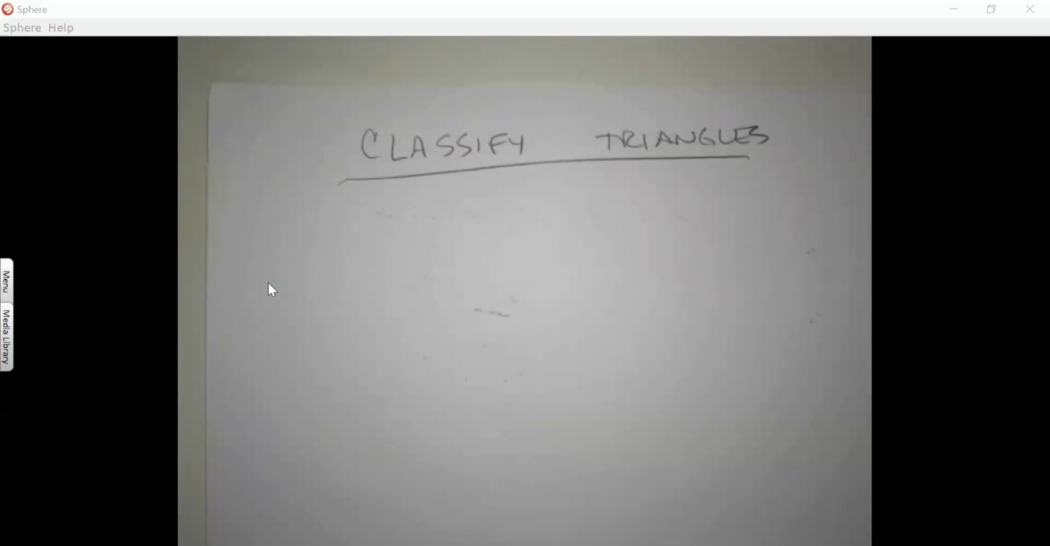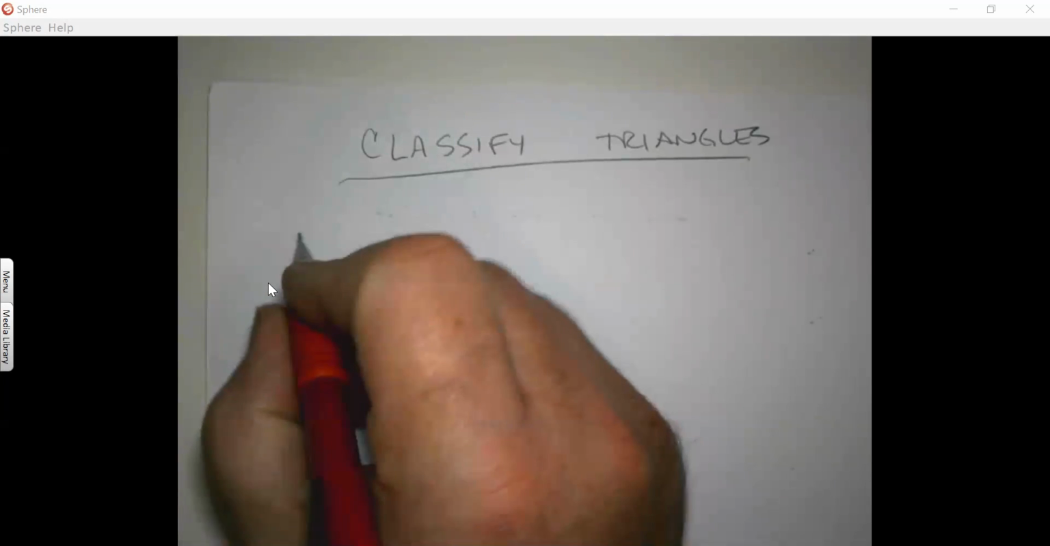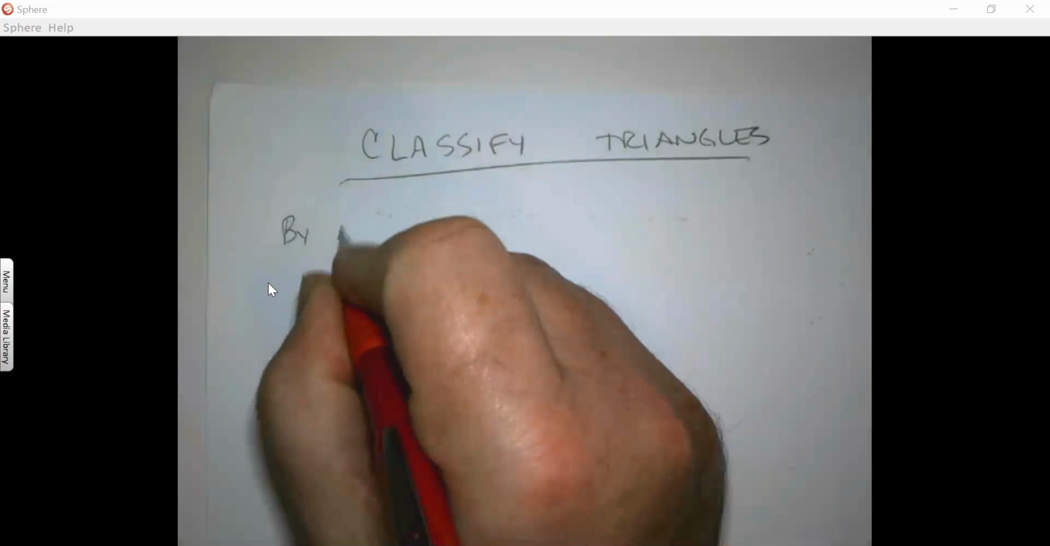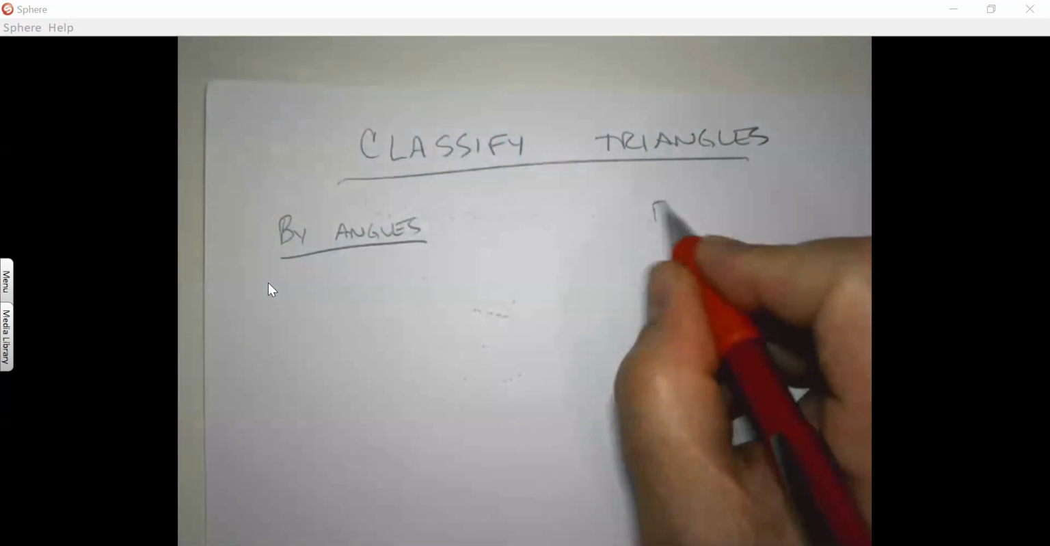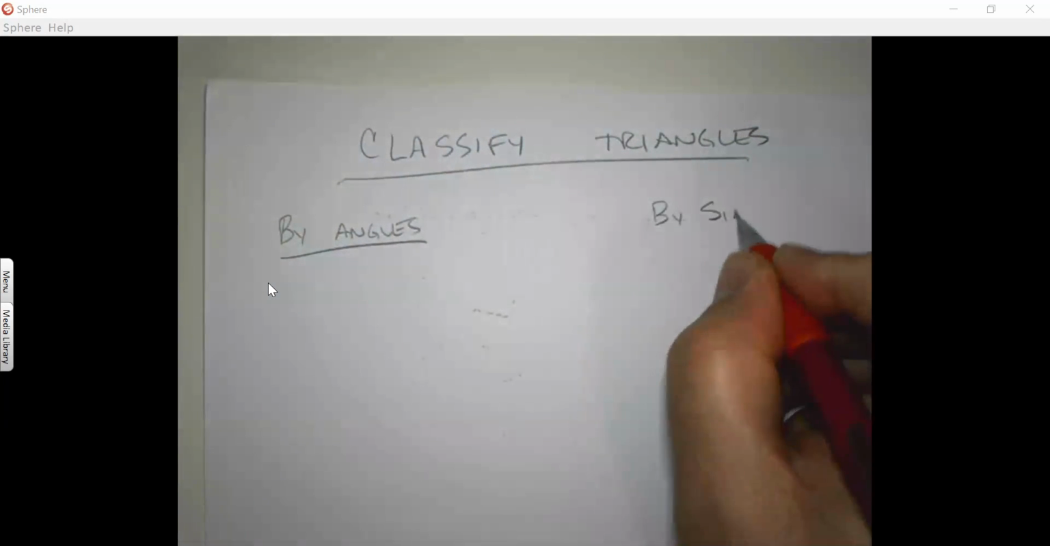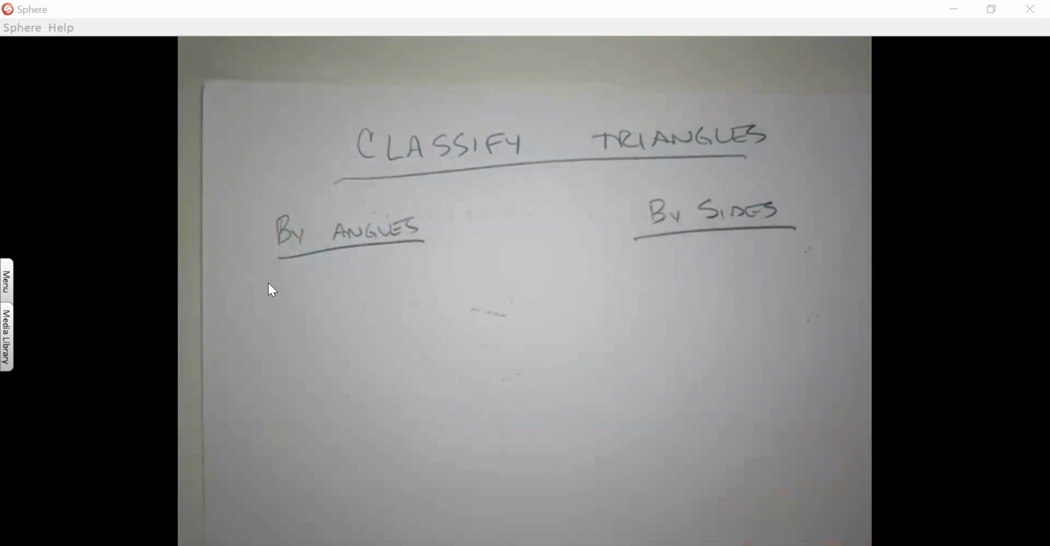So again, we're going to start with some review. This is day 38, but we're wrapping up chapter 6 about centers. And I want to talk about classifying triangles. You might remember that we were able to classify triangles two ways. One way is by the angles associated with it, and one way is by the sides associated with it.